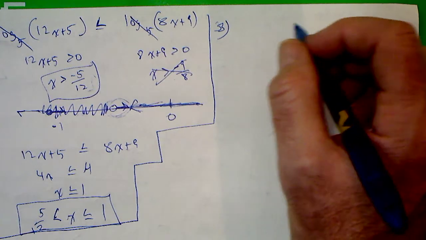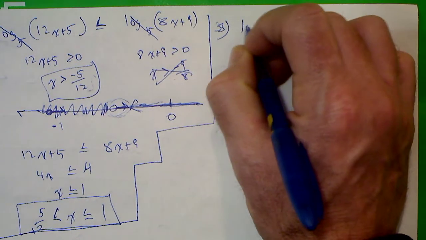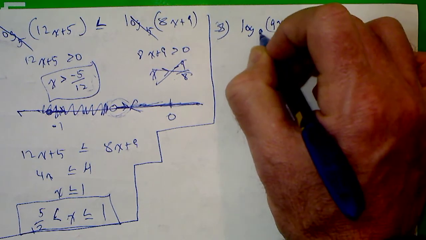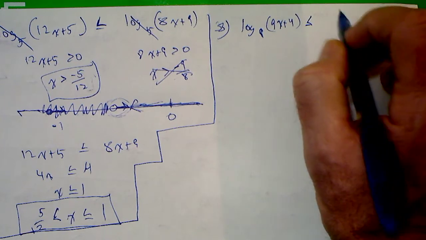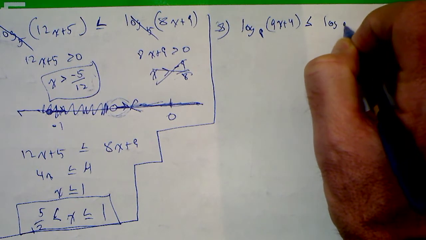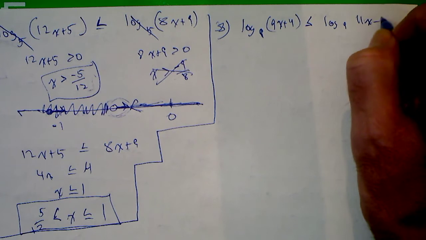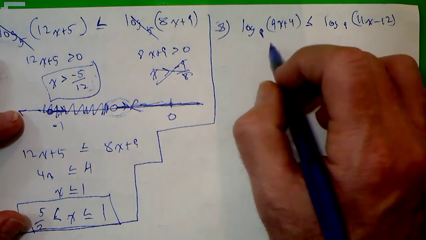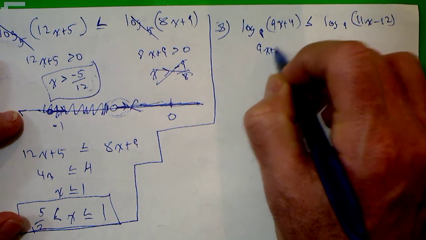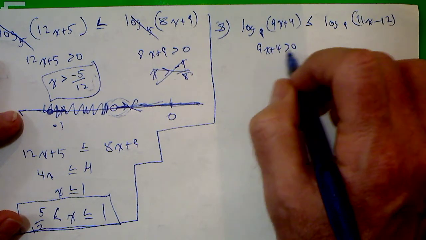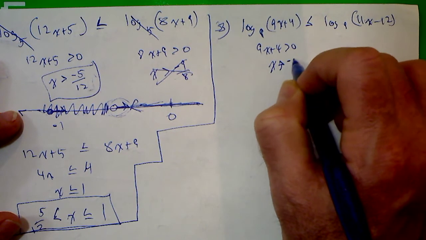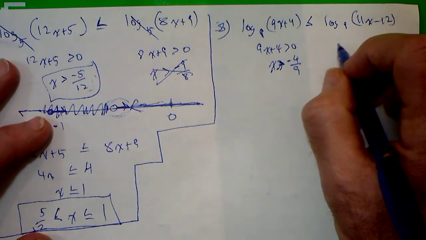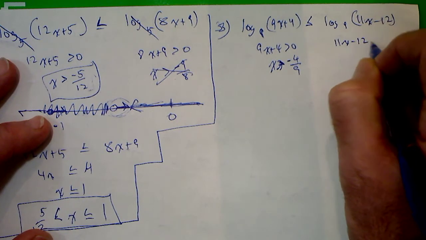All right, I'm doing this one fast. I keep saying I got to go faster. Base 9, 9x plus 4. Okay, so base 9, so 9x plus 4, what are the restrictions on that? So 9x plus 4 has to be greater than 0. Subtract 4, divided by 9, x is greater than negative 4/9. As long as I copied that right, 11x minus 12, good. Okay, 11x minus 12 has to be greater than 0.